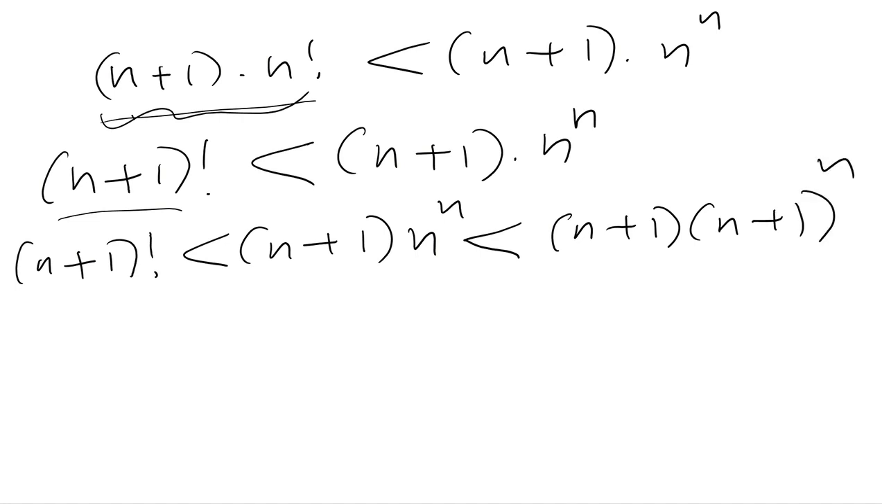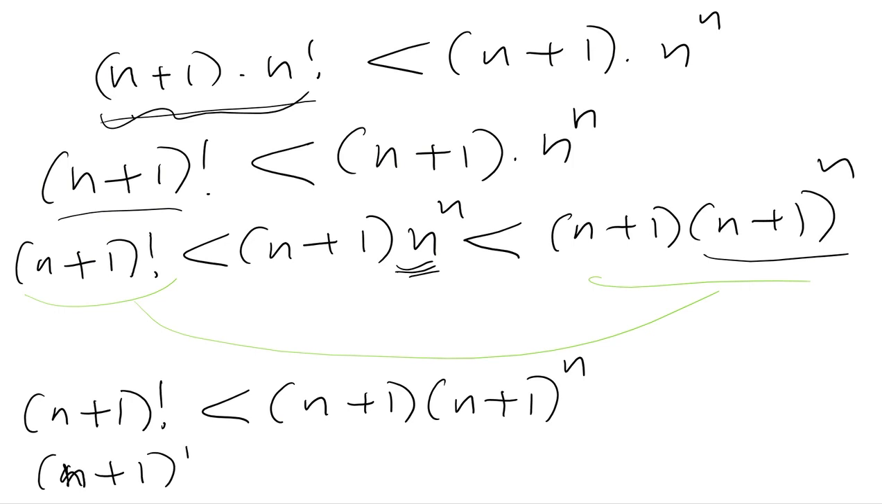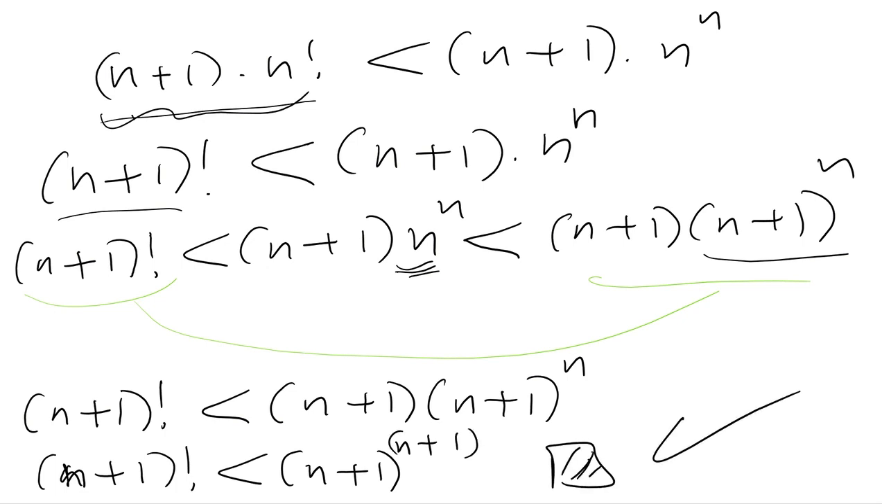This is trivial. The reason is because this expression is always going to be less than this, so that is fine. Since I have this, I can go from this expression to this. So this gives me that n plus 1 factorial is less than n plus 1 times n plus 1 to the n, right? So from here we get n plus 1 factorial less than n plus 1 to the n plus 1, which is what we were trying to prove. So we proved our inductive step.